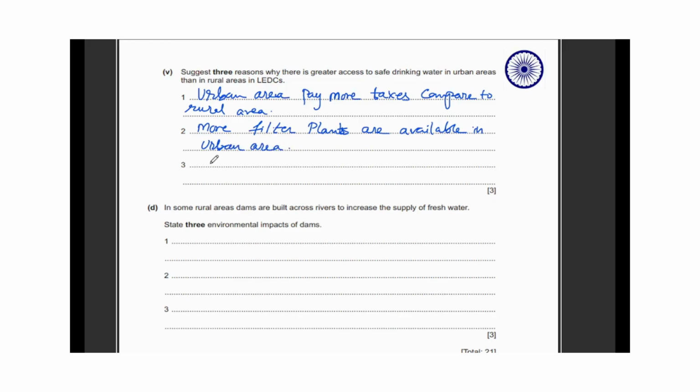Okay, and then the next one is water treatment plant or sewage treatment plant. Okay, sewage treatment plants are more in urban area. That's the reason. Easy. So taxes, filter plants and sewage treatment.